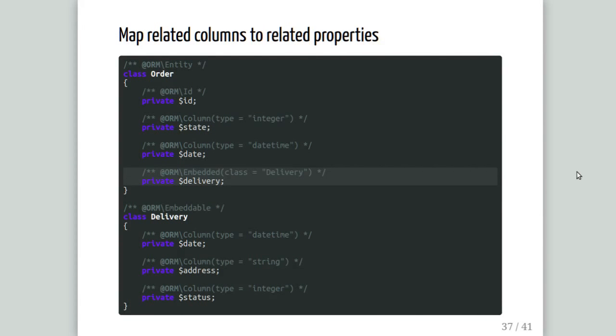So I have on top my order class, which has date, state, ID, and I have a delivery, which is an embedded other class. So I have the delivery class and the order class. I have a composition relation here. An order has 1 delivery, and nobody needs to know that I'm storing this data in the same table.